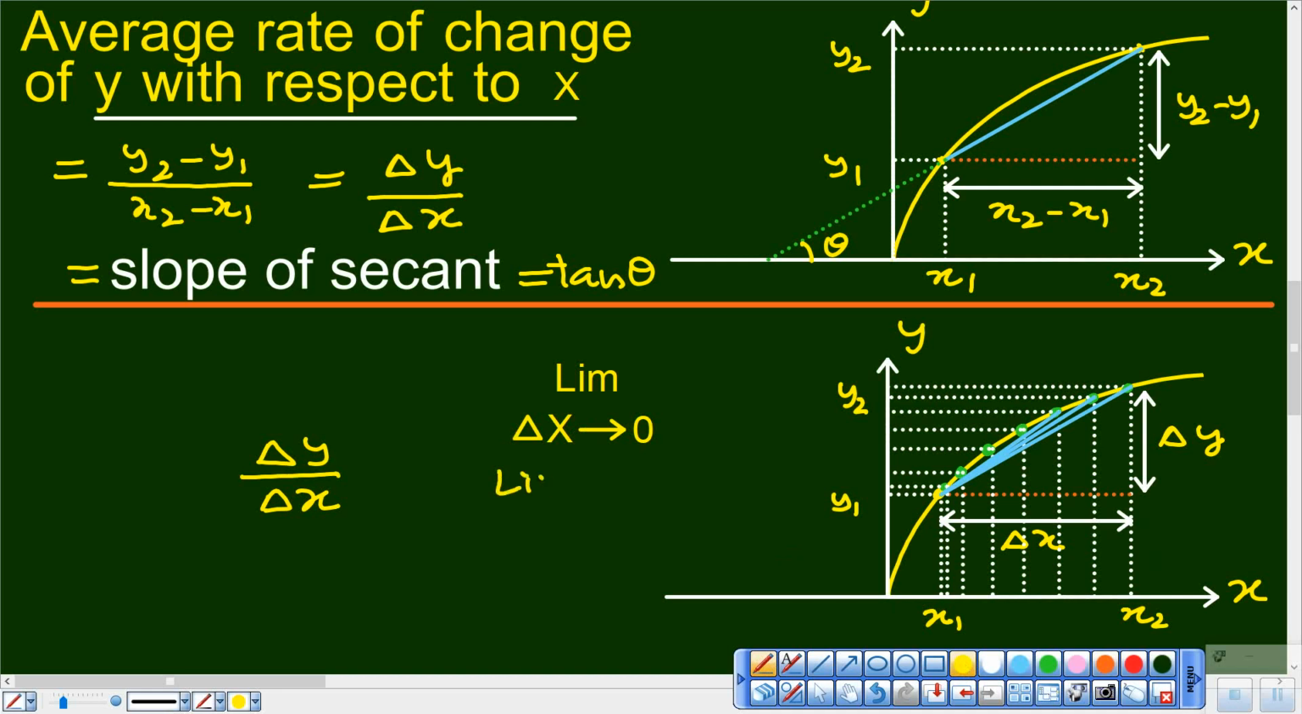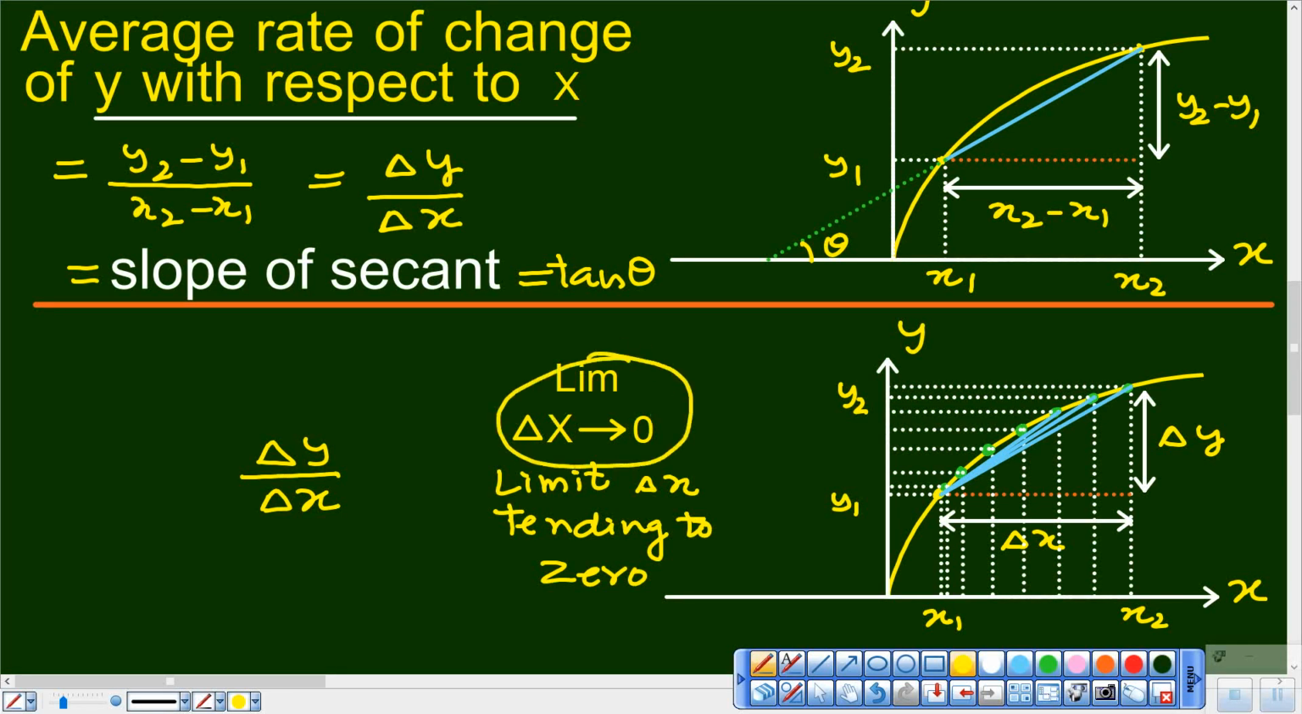When delta x is tending to 0, this is read as limit delta x tending, not equal, tending to 0. So remember this very carefully. This symbol means limit delta x tending to 0, in the limiting case when my delta x is becoming very small, but not zero.